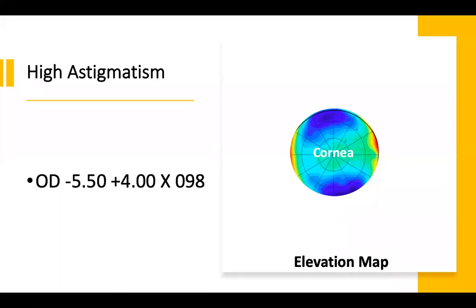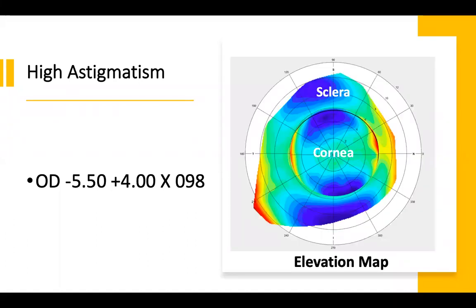This is another case that's similar. Again, a patient with a large amount of corneal toricity that matches what we see out onto the scleral surface. Esto es otro caso similar, que tenemos un astigmatismo alto que corresponde también a la toricidad que tenemos a nivel de la esclera.